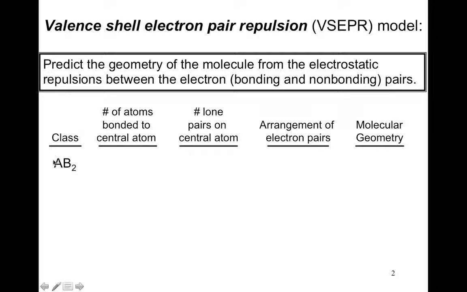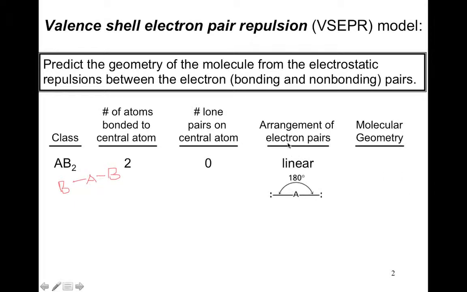If we start with AB2, this just means one atom bonded to two different atoms. So our number of atoms that are bonded to our central atom is 2, because this would look something like this maybe. A is bonded to B, and on the other side is bonded to B, and it has no lone electron pairs or anything crazy in there. It's just like this. So our number of lone pairs on the atom is 0 because A is just bonded to B like so.